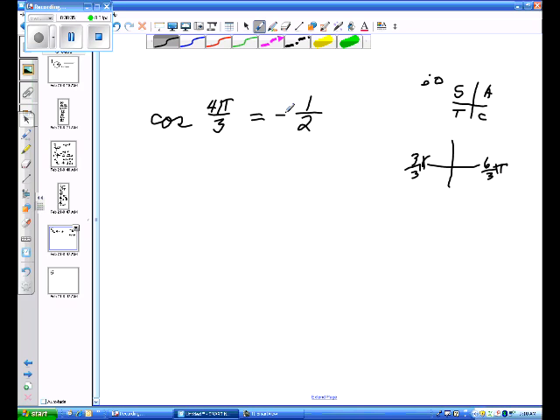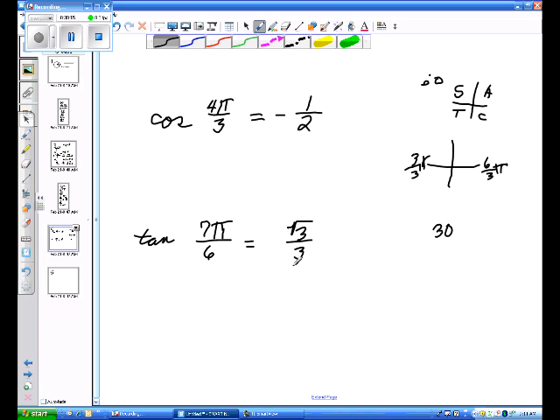Let's say that we want the tangent of 7 pi over 6. Okay, let's think first of all our reference angle. Our reference angle is pi over 6. When it's over 6, it's 30 degrees. So our reference angle is 30. The tangent of 30 we memorized earlier was the square root of 3 over 3.